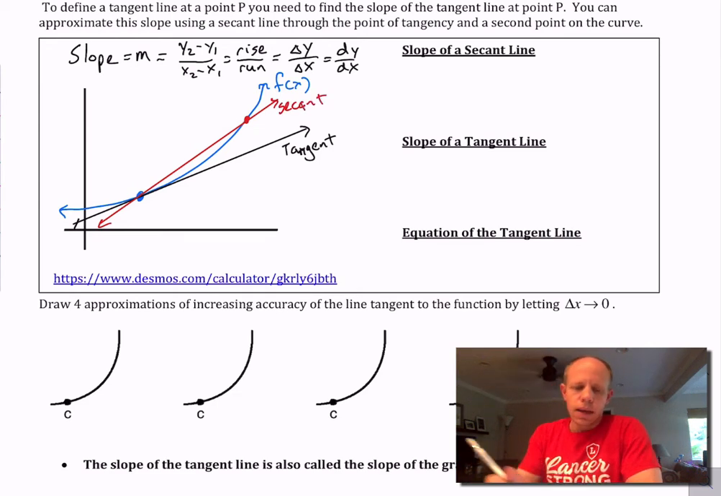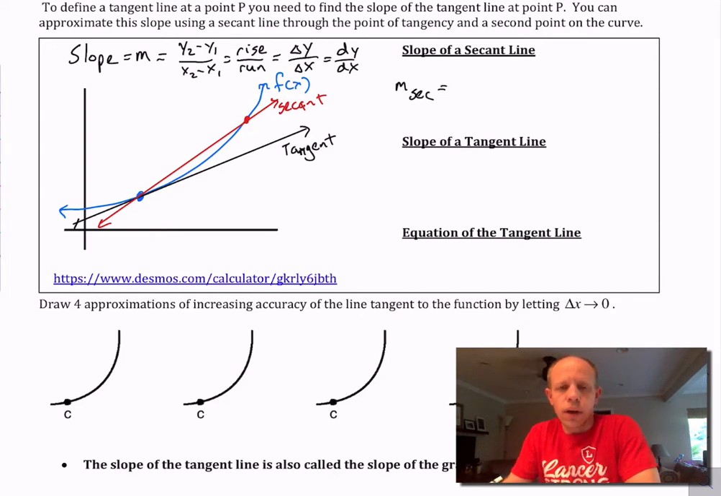Okay. Now, when we go to find the slope of a secant line, our formula is basically going to be y2 minus y1 over x2 minus x1. But we're going to do it more specifically, and we're going to use function notation. So let's see where everything is here.